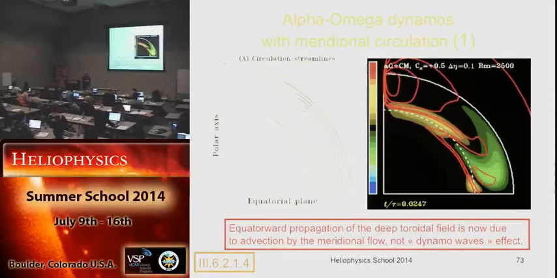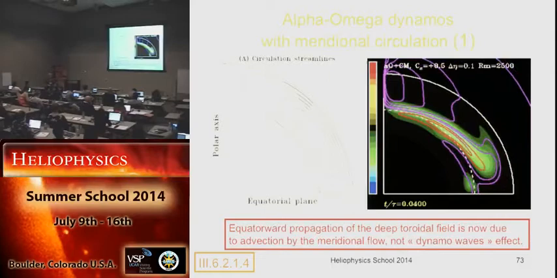This is no longer a dynamo wave. This is this treadmill, this conveyor belt, meridional flow that drags the field around. Some of you will be working with models of that variety when we do the lab. So that's yet another dynamo model that produces polarity inversions, and at that level of complexity is a decent model of the solar cycle.